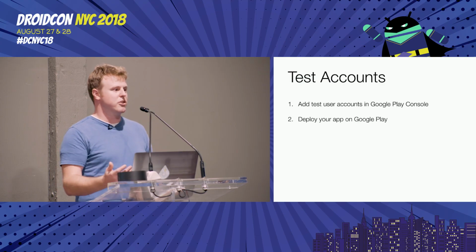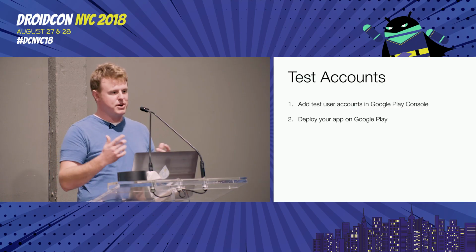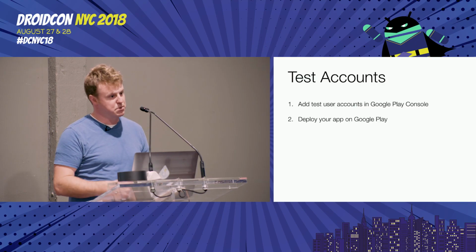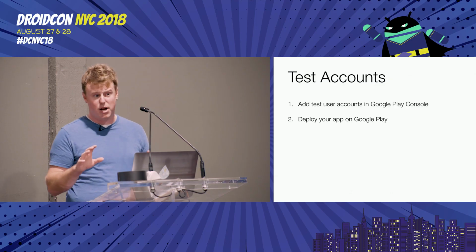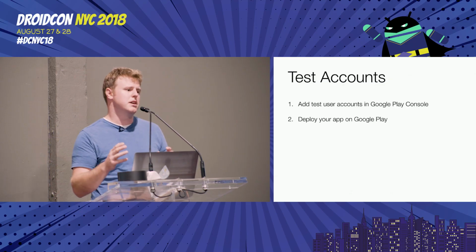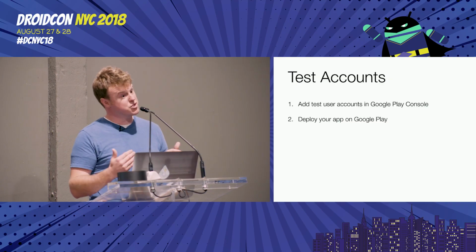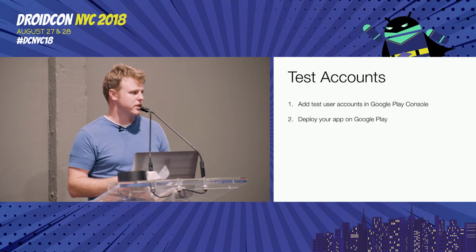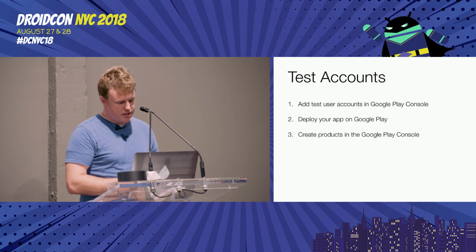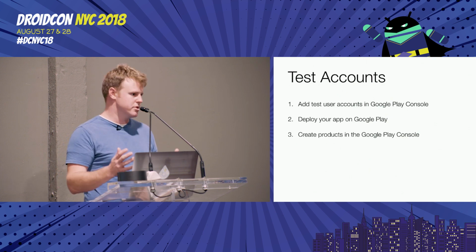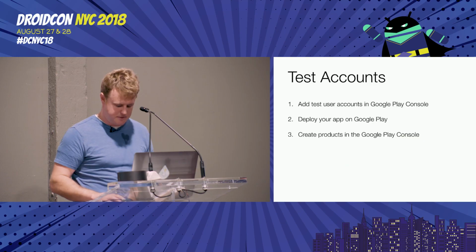Next, you need to deploy your app to the Play Store. Since your request is actually going through a cycle to the Play Store, you have to have this app deployed. It doesn't have to be publicly published or available. It can be published only in a closed test channel, but it does have to be uploaded to the Play Store. You then create products in the Play console, which you do just for any other in-app purchase.